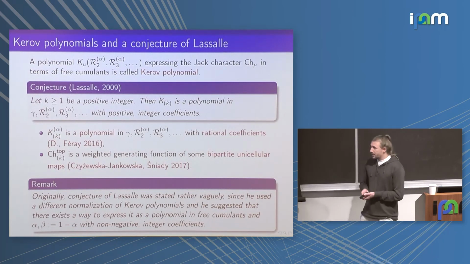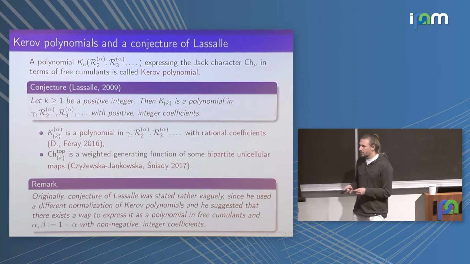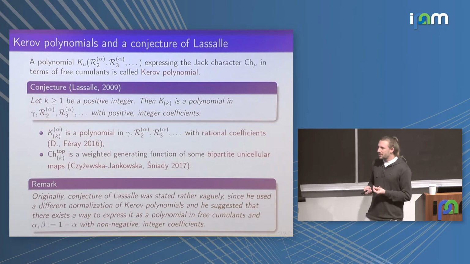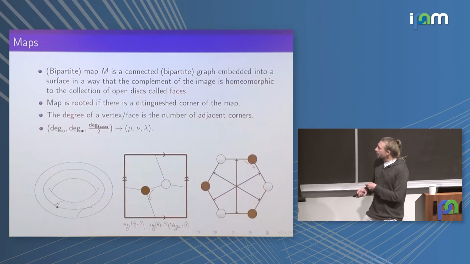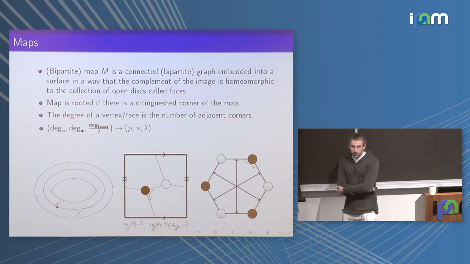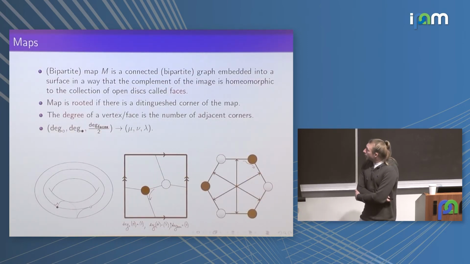This might be a big surprise for you, because if you remember how we defined Jack polynomials, they are defined in a bit abstract way by some Gram-Schmidt orthonormalization process. So there is no clear reason to see maps in this picture, but they appear. So let me explain what maps are.